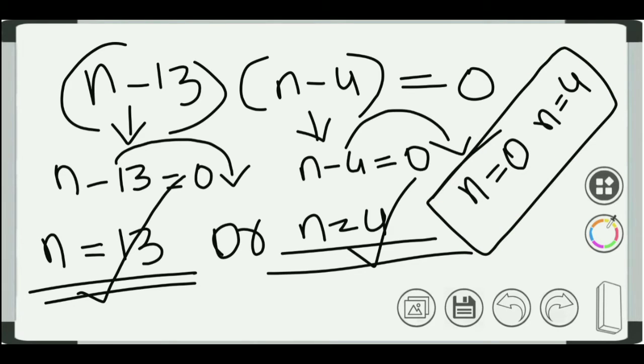Will you write both the values are admissible, so we can take either 0 or 4? No. Number of terms can't be 0. And also number of terms.